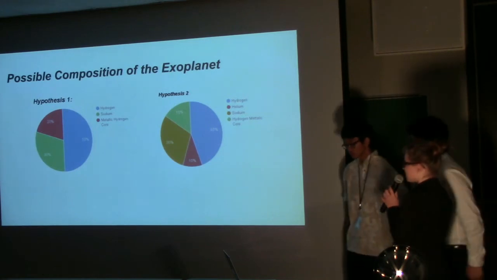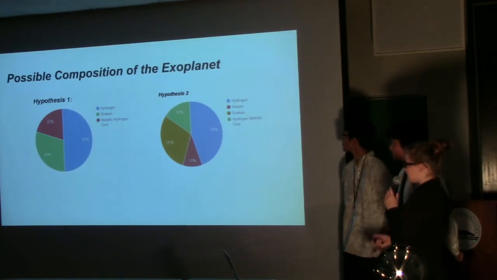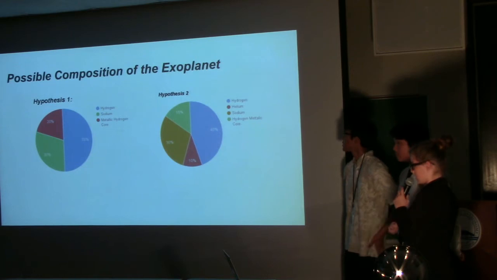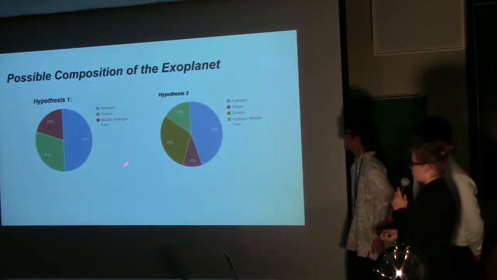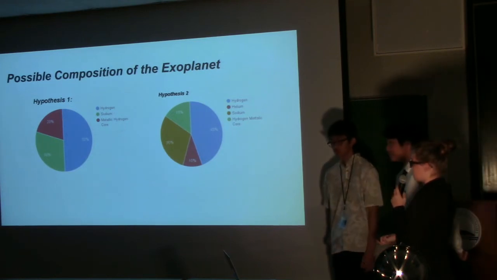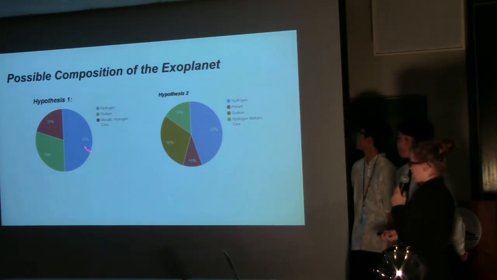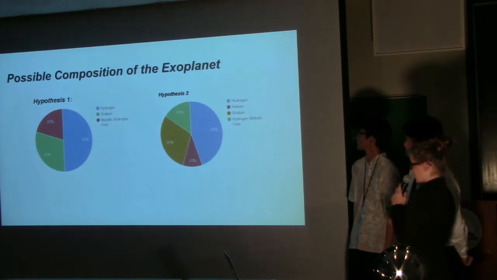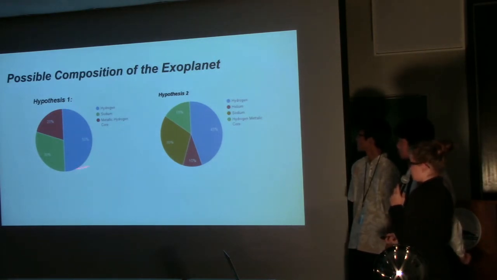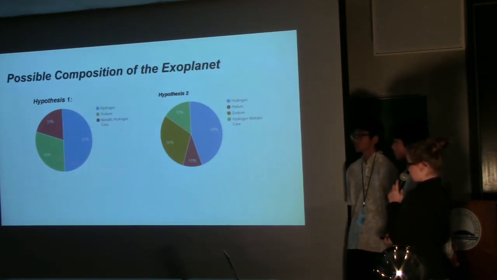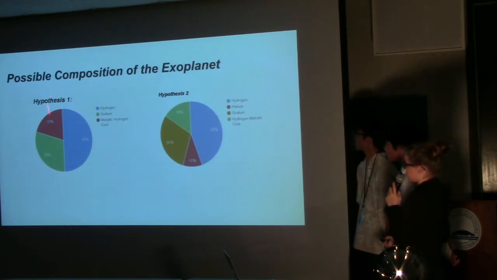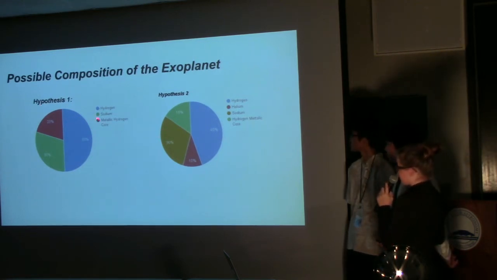So we determined the composition of the exoplanet using the density of the exoplanet, which, as Phan said, was the number that he said. And what we did was we took a percentage of each element, and we took the density, and we figured these out by adding up the densities of these, and we found that for our hypothesis 1, we have 50% hydrogen, 20% of a metallic core, and 30% sodium.